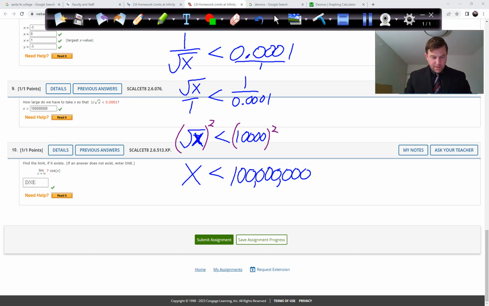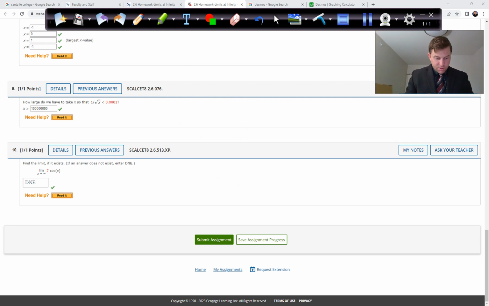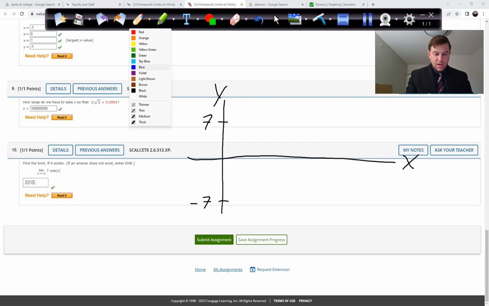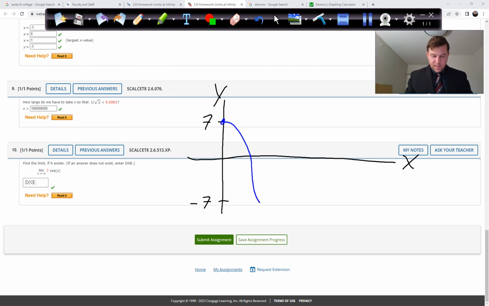Okay, last problem in here, find the limit if it exists. If an answer does not exist, put D in E. The limit as x approaches infinity of 7 cosine x. So this one, it helps to recall what cosine x looks like. Here's x, here's y. If you put a 7 in front of cosine x, it will now bounce between 7 and -7. And cosine starts at 7, goes to 0, down to -7, back to 0, up to 7, and then it's just going to repeat this forever.